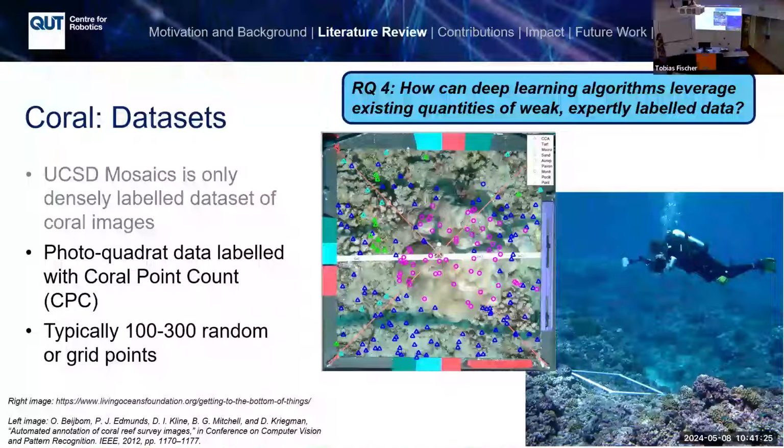So this leads into our next research question, which looks at how we can design deep learning algorithms which are able to leverage these existing quantities of weak expertly labelled data. So even though this data hasn't been collected with deep learning in mind, how can we still design something that can use this as a really important source of that expert knowledge?